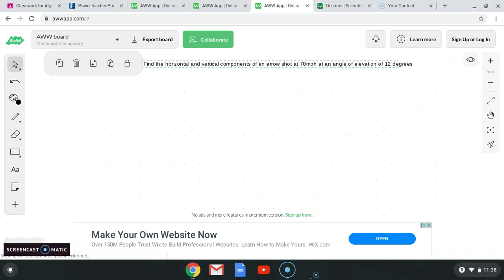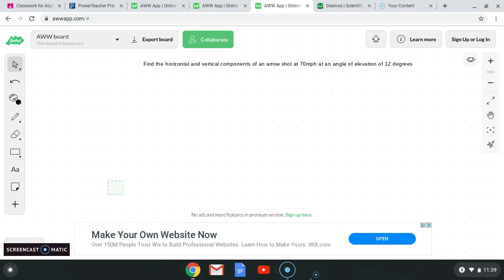Last one here. Okay, so we have find the horizontal and vertical components of an arrow shot at 70 miles per hour at an angle of elevation of 12 degrees. So it's not saying what is the distance traveled like we did in the past. What it's saying is when he shoots the arrow, what is the actual speed that it's going horizontally and what is the speed that it's going vertically. So gravity is not something we worry about here. So really we're just going to draw ourselves a vector.